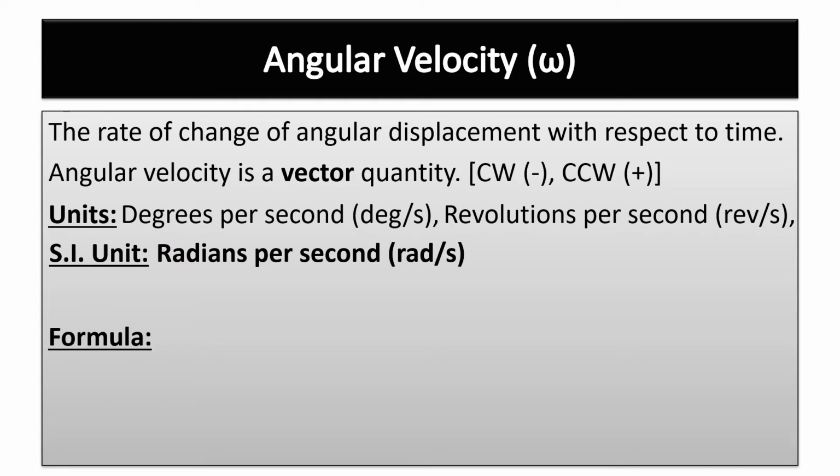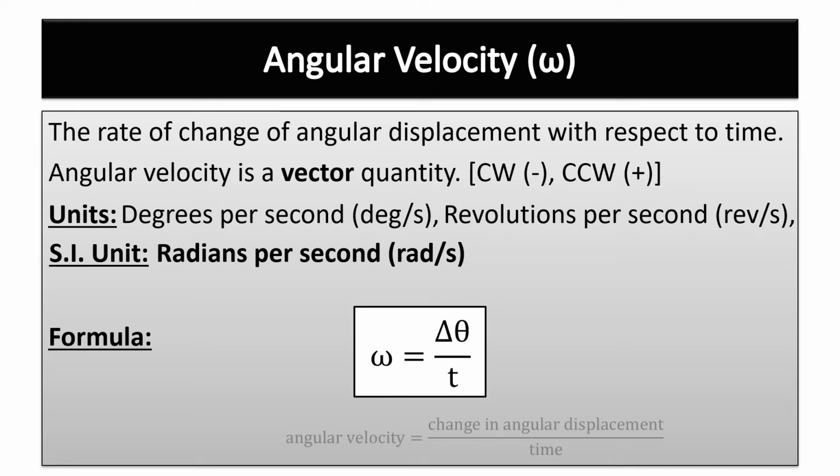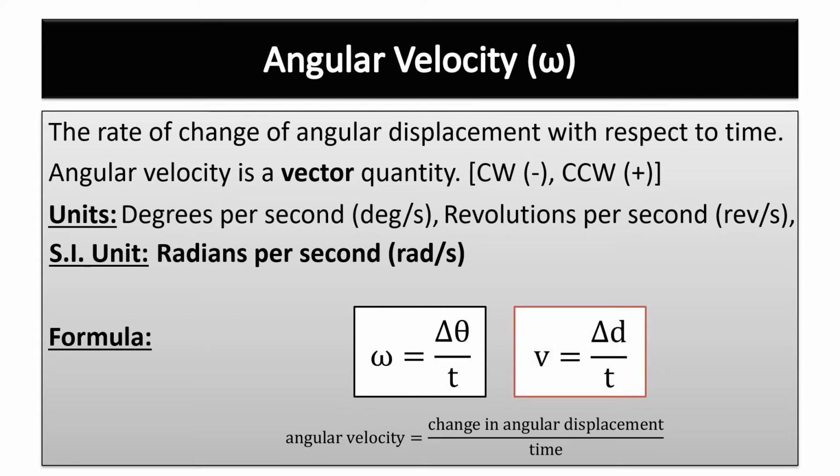The formula. What do you think the formula for angular velocity might look like? Pause the video. Come on, pause it and think about it. You could probably figure it out on your own. It's the rate of change of angular displacement with respect to time. So it's almost like the v equals delta d over t formula. But we have the change in angular displacement. How much of an angle did you go through in 1 second? That's what we'll do, right? How many radians per second?